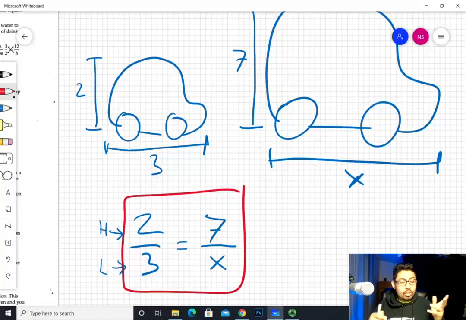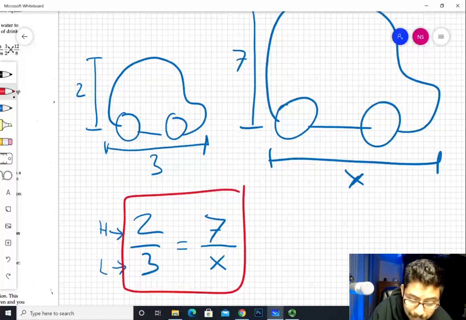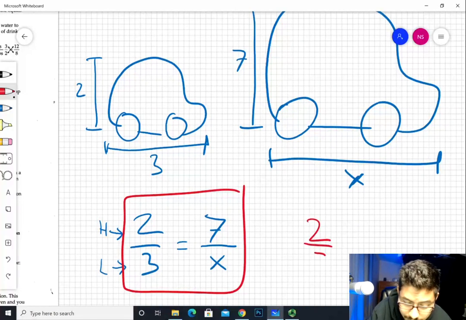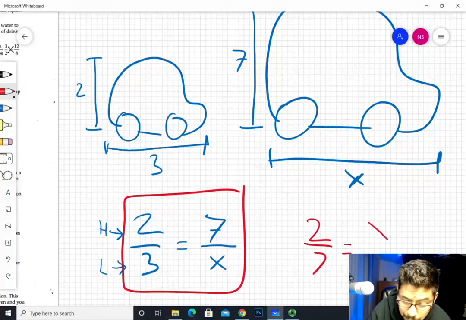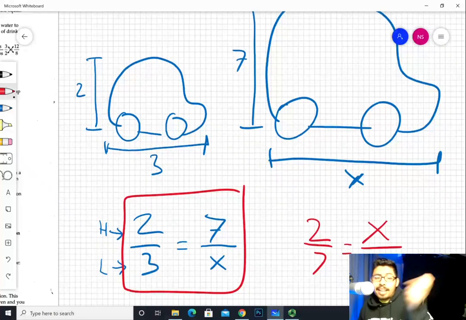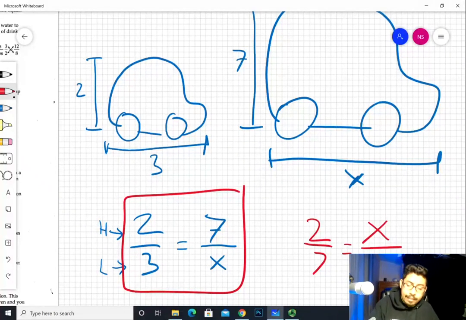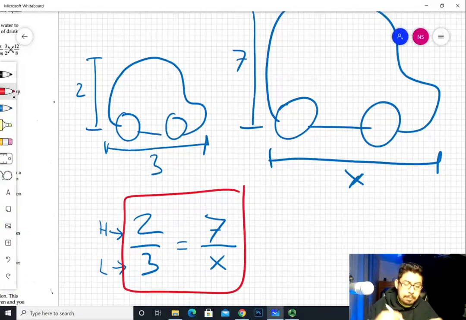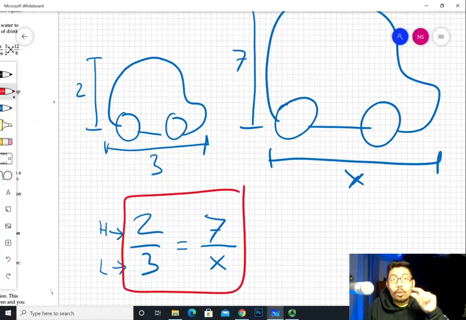All right? Don't go off and be crazy and put like, oh, the 2 is here and the 7 is there, and I don't know, I'll just put the x here and then the 3 there. I don't know. It looks like the setup, Neil. All right, I'm done. No. You have to pay attention to where your spots are. If your first ratio is 2/3, height over length, then the other ratio should be height over length. Okay?